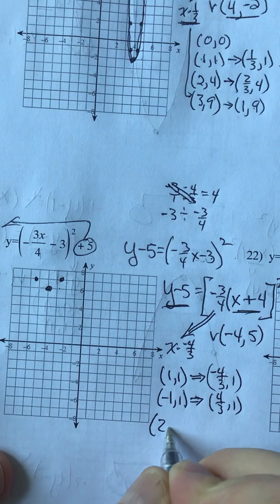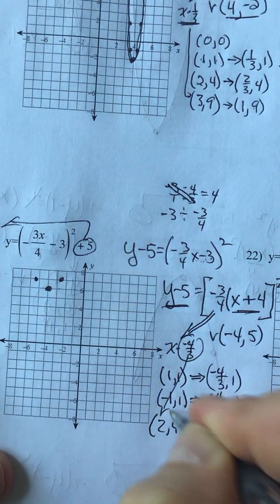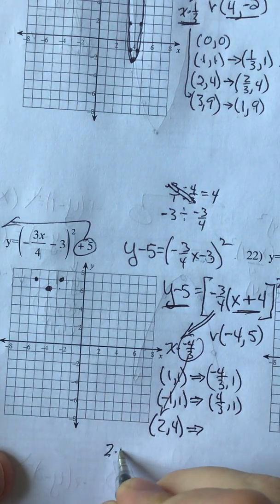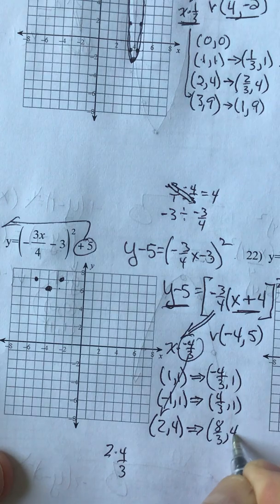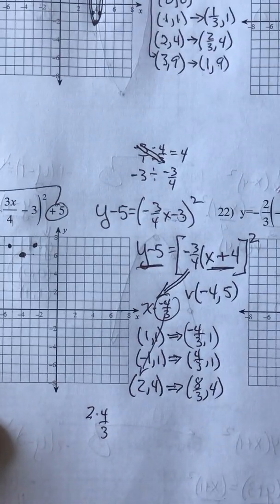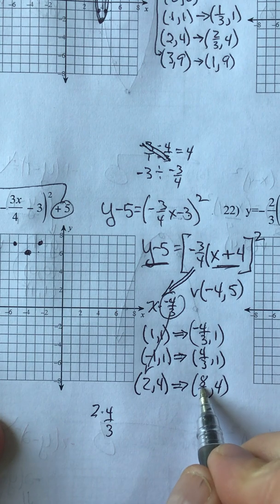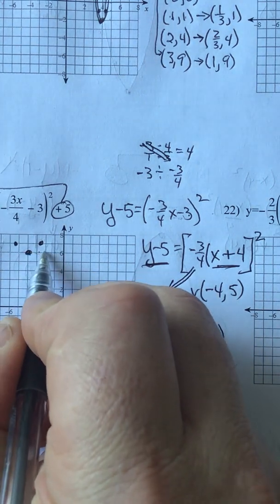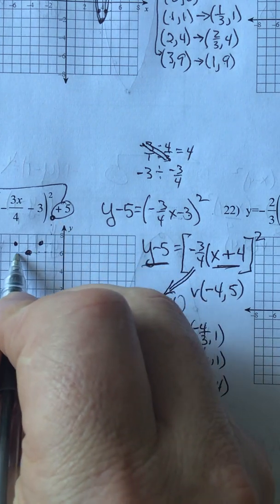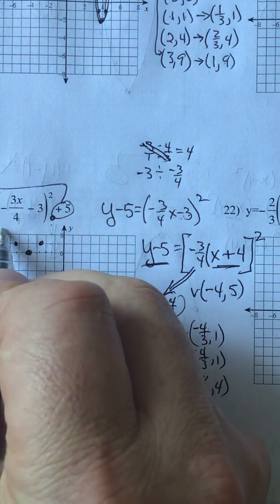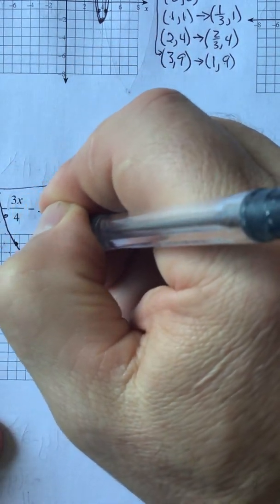Okay, the next one would have been 2, 4. So the x times 2. So 2 times 4/3 is 8/3. So 8/3 is 2 2/3. I'm going sideways 2 2/3, up 4. Over 1, 2 2/3, 1, 2, 3, 4. And right there it is.